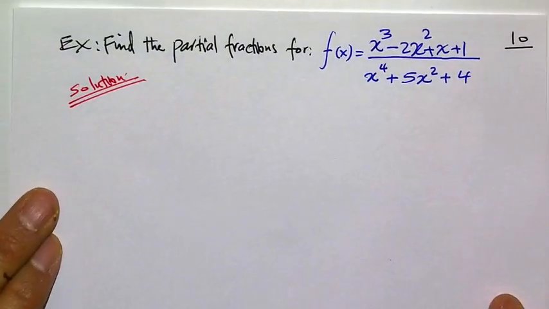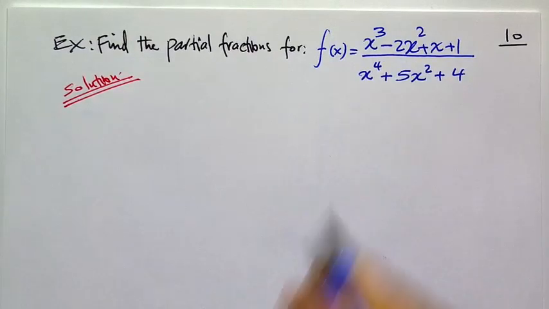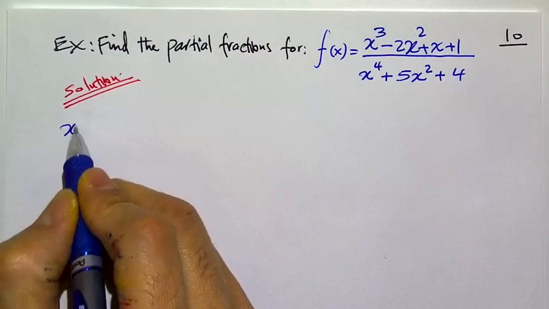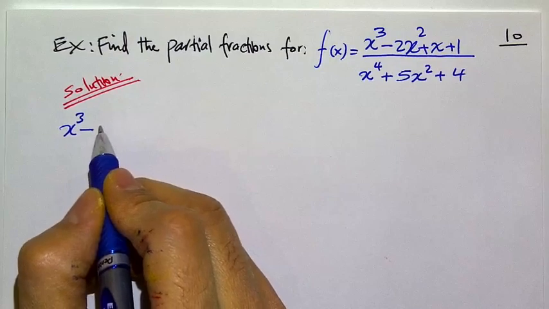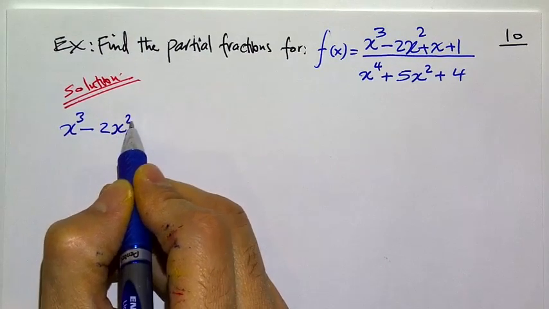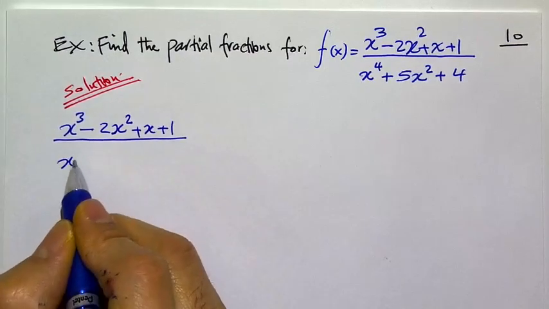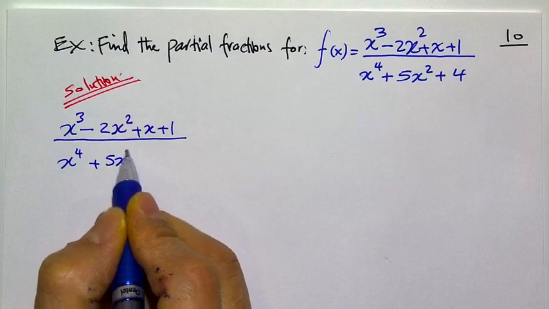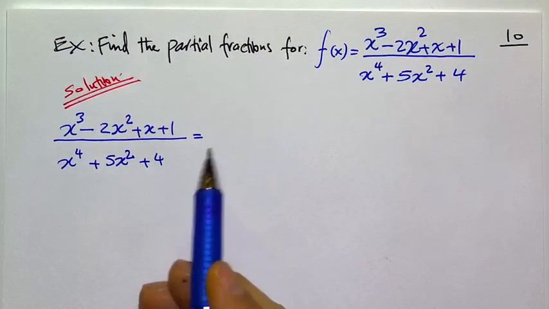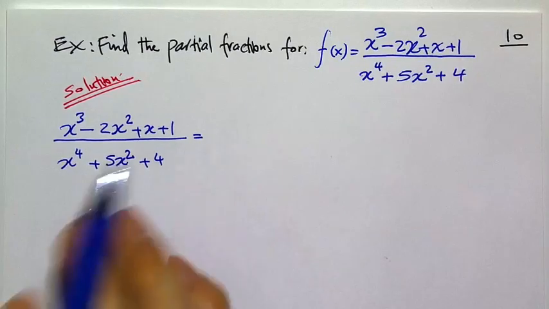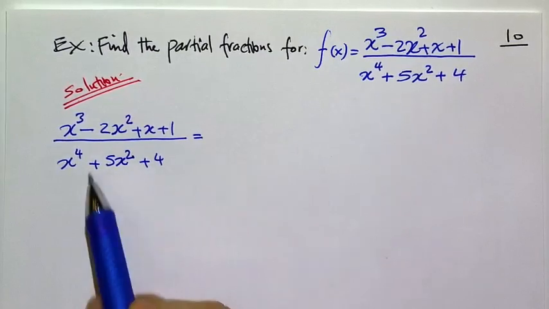So here we have an example of this kind. Let me write this here, and you'll see how we obtain the partial fractions for case 3. So x cubed minus 2x squared plus x plus 1 divided by x to the 4th plus 5x squared plus 4 equals, so before we do the format, we need to factor this out, right? We need to factor that out.